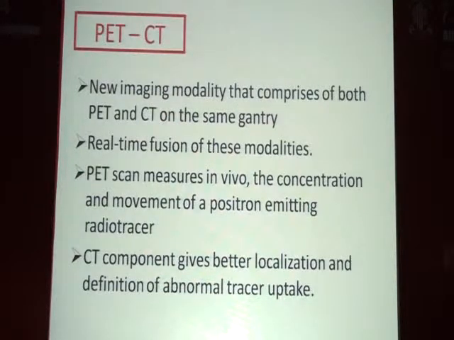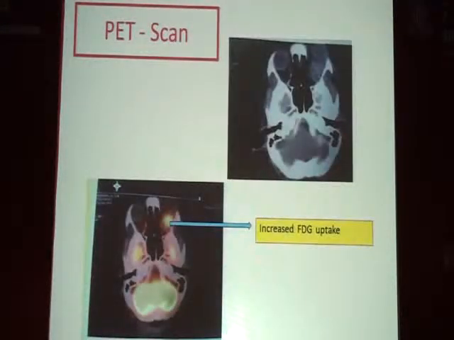PET-CT comprises both PET and CT on the same gantry. There is real-time fusion of these modalities, and PET measures in vivo the concentration and movement of the radiotracer, and CT is combined with PET because it gives better localization and anatomical delineation and definition of the abnormal radiotracer uptake. So this is an example of PET-CT in the orbit. What you see here is the physiological uptake of the radiotracer by the brain, which is normal, but in the orbit what you see is abnormal, because this is increased FDG uptake of the orbital tumor, which is malignant.